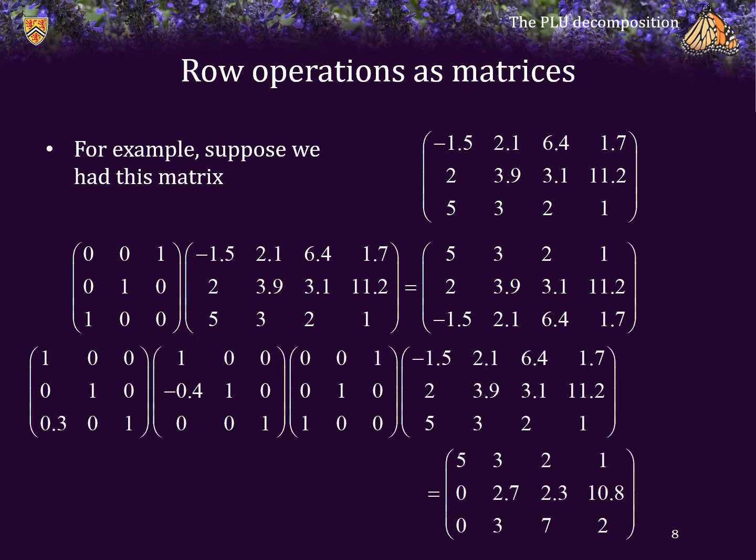Consequently, the first matrix you see there adds 0.3 times row 1 onto row 3, and the second matrix adds negative 0.4 times row 1 onto row 2. Applying those two matrices to the matrix that is on the board, we get the matrix we see there, a matrix that has the largest entry in absolute value in the pivot location and all zeros below it.